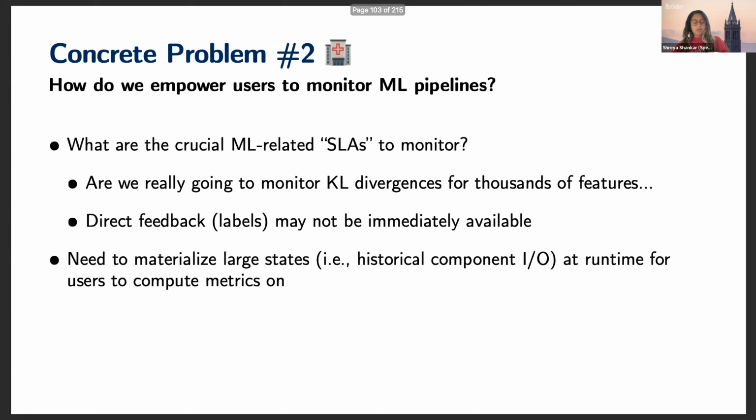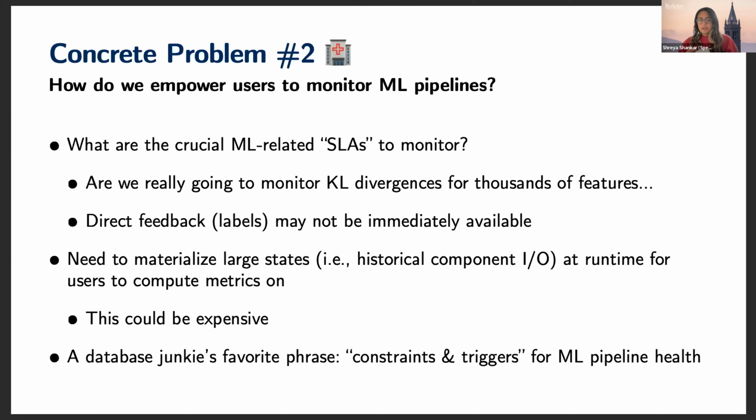Why is this hard from the database point of view? You need to materialize quite large states. For example, I need to present to you all of your historical IO at runtime for you to compute metrics on. This can be expensive and very annoying. I'm sure you are all familiar with that.